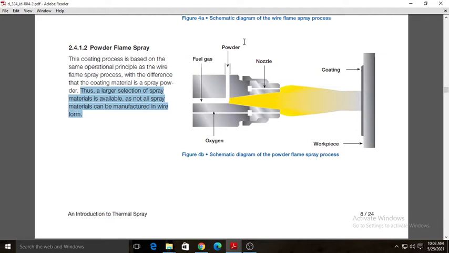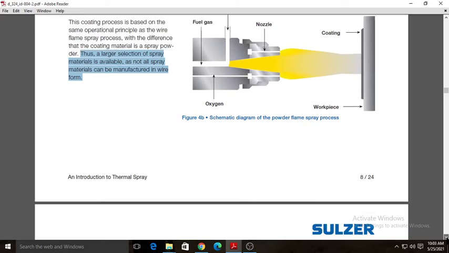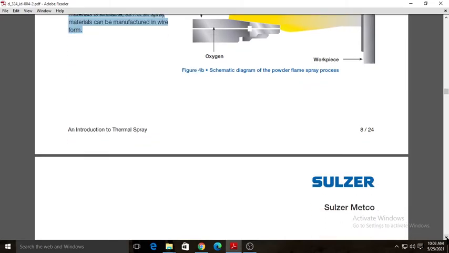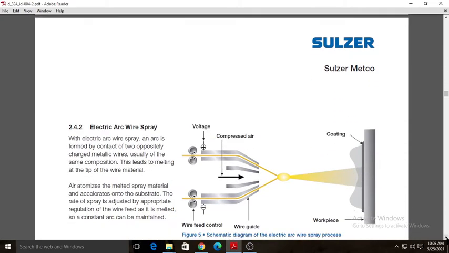The disadvantages of this conventional flame spray are that high porosity and lower bond strength are available here. Then it is impossible to coat the inner surface of small holes and features, because these processes are the conventional ones. So these are the disadvantages of these processes. Then to eliminate these disadvantages, we modified this process, and the modified types are here.